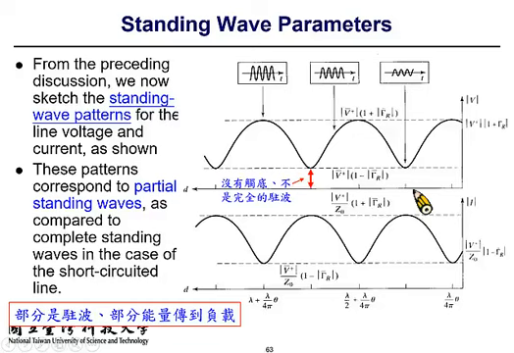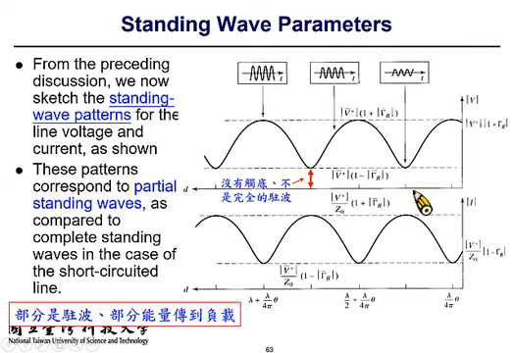In Tuesday's lecture, we have seen the so-called standing wave pattern of a transmission line terminated with an arbitrary load. So for an arbitrary load, it has some resistance and reactance. The resistance part will absorb some of the incident power delivered by the generator of the transmission line.